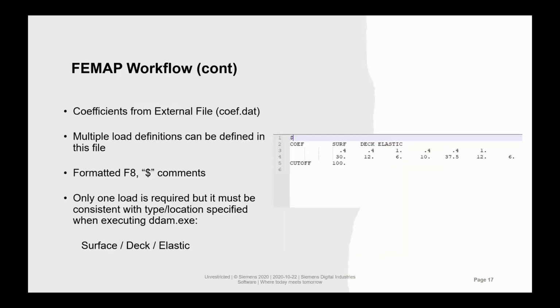So here, once again, is what this coefficient file looks like. It's not all that interesting, but the one thing you do have to do is, if you tend to run it offline and you're going to use this file, you have to make sure that if you call a surface deck elastic load set, that line exists in there. You can have as many of these configurations as you want. Now it's very strict and it's F8 formatted, $ comment, everything that's consistent with what NASTRAN allows. You can have multiple load sets in here too.